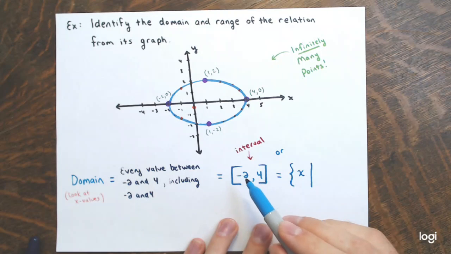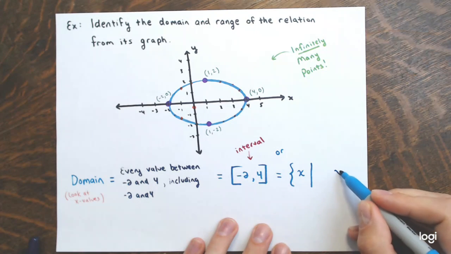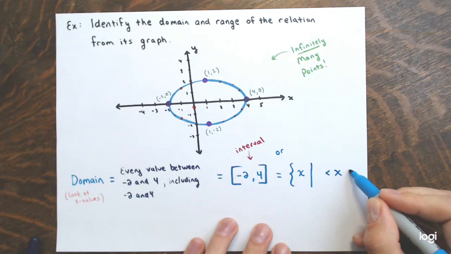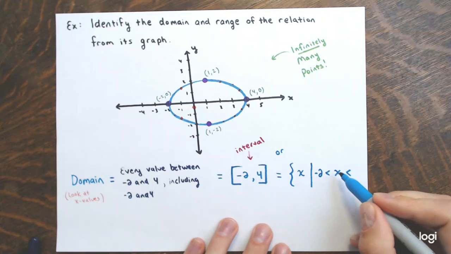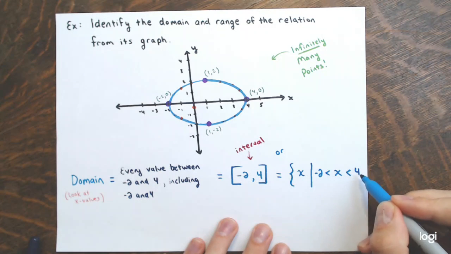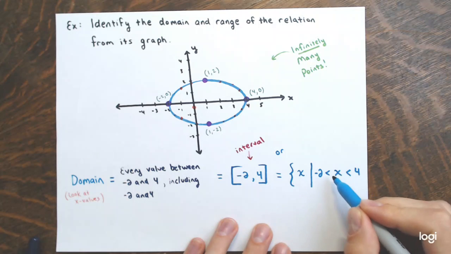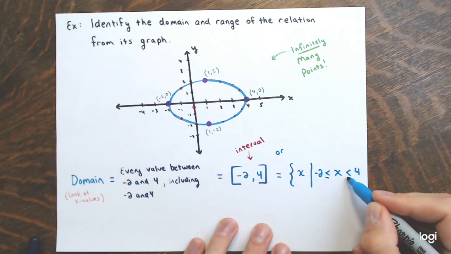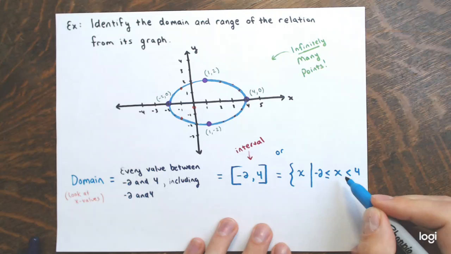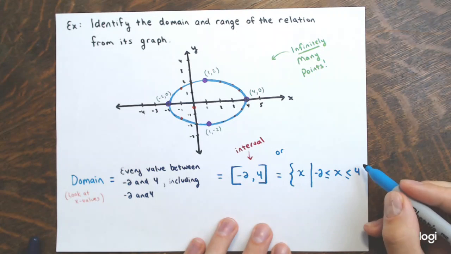What are these values of x? Well, they're all the values of x between -2 and 4, so a little inequality here, that are greater than -2 and at the same time less than 4, right? All the values of x between -2 and 4 and including those, so a little less than or equal to, so that way -2 and 4 are included.